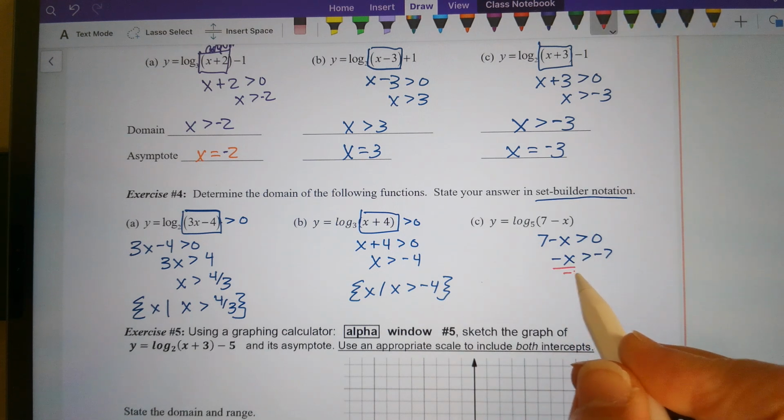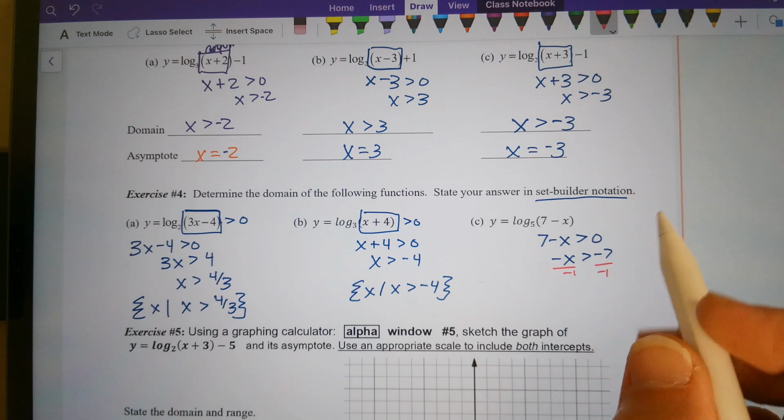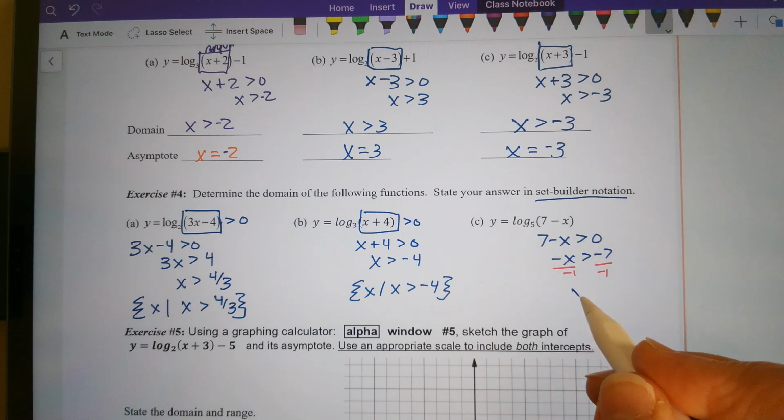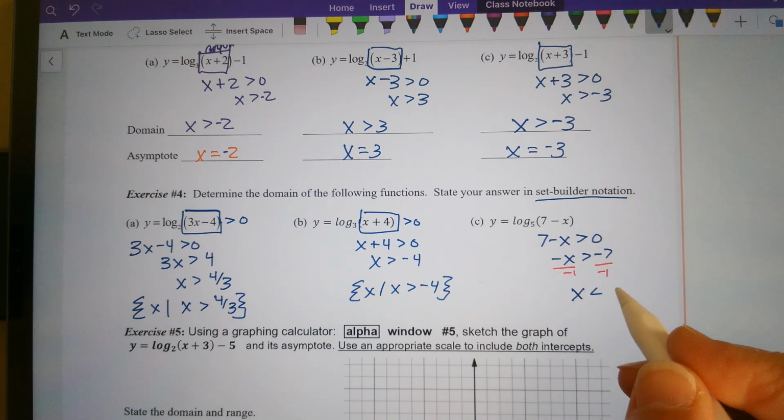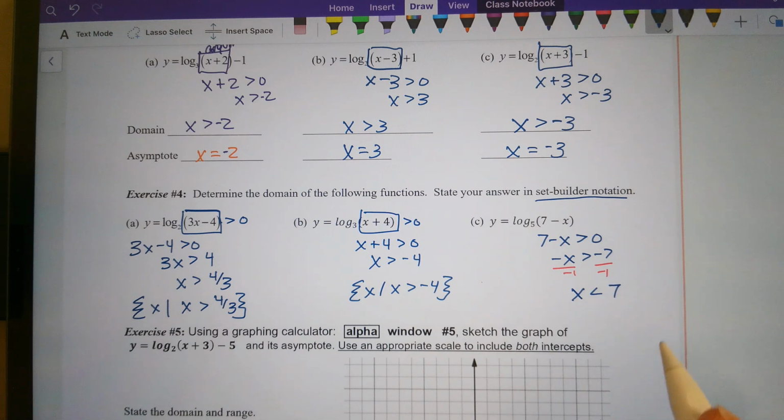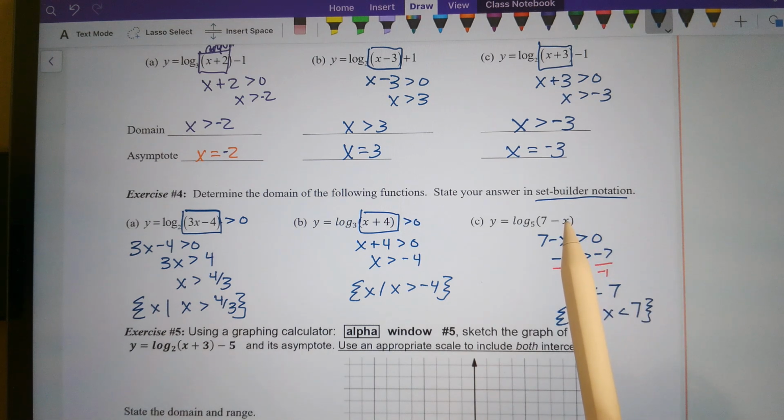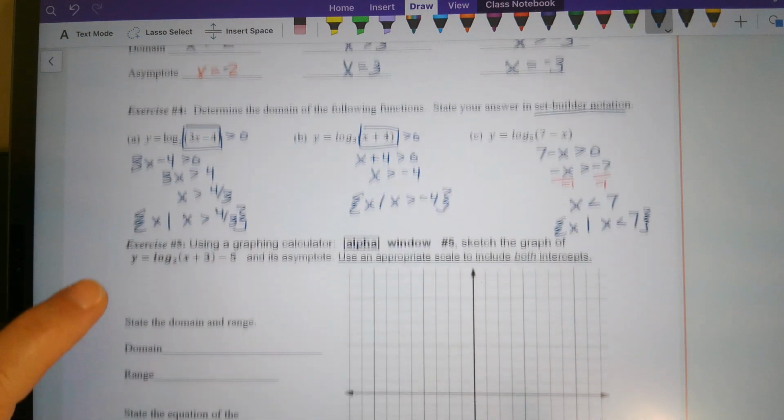Remember in C here, when you divide by a negative, what happens to the inequality symbol? It switches. So x is less than 7. The domain is the set of all x such that x is less than 7. Which makes sense. If we put, say, 10 in here, we'd have 7 subtract 10 is negative 3. You can't take the log of a negative number, it does not exist.